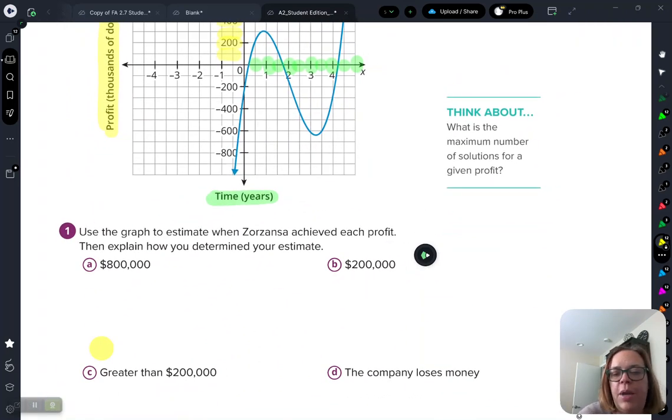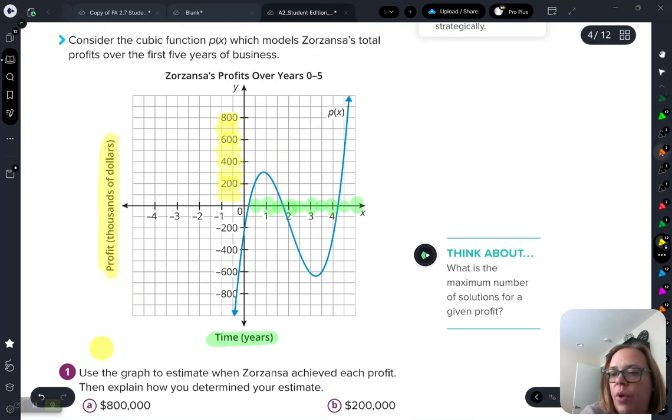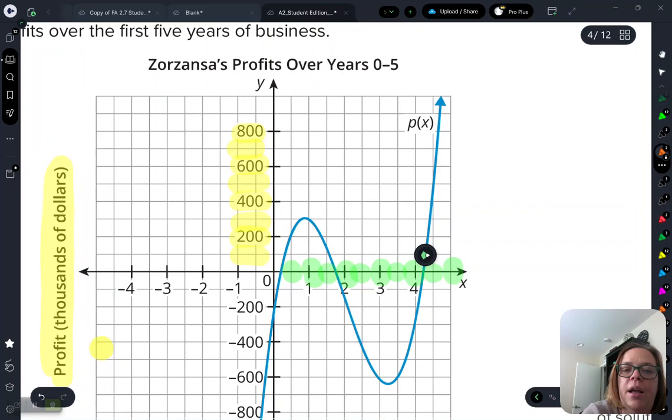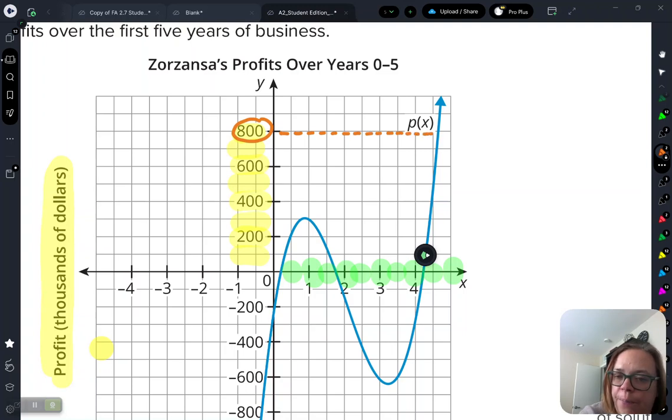All right, so let's see. Use the graph to estimate when Zorzan achieved each profit and explain how you determined your estimate. So our first is $800,000. So we look at the 800,000. Remember, this is $800,000. Follow the graph over, and we're going to estimate when this is. So we can see that this is 4.5 years. This is 5 years. So it's just a little bit past 4.5 years, I would estimate.